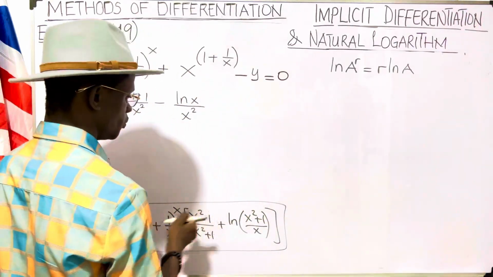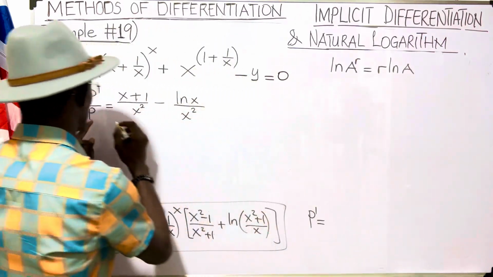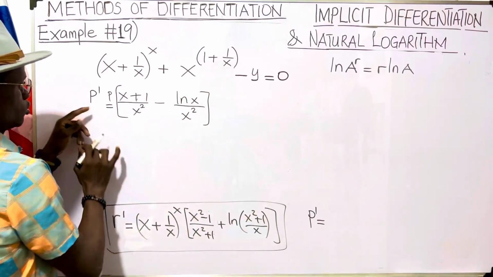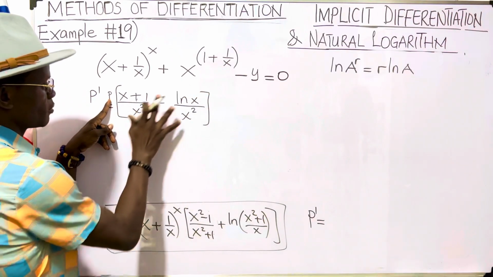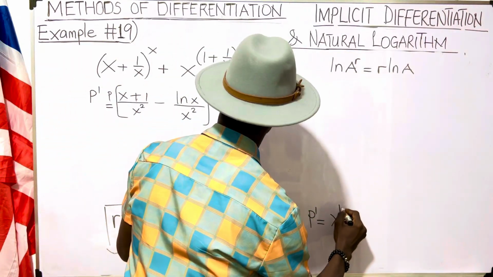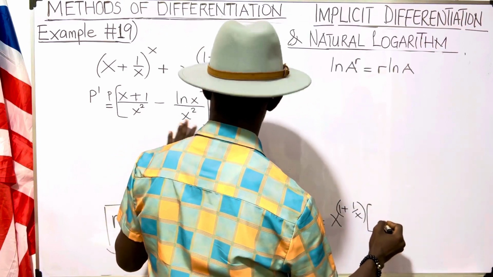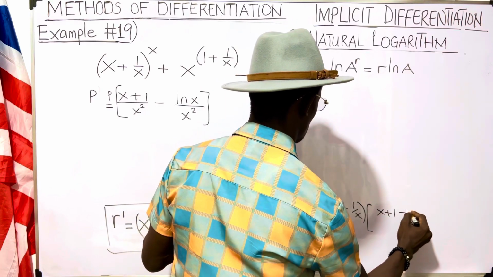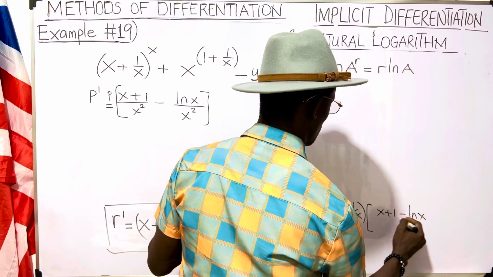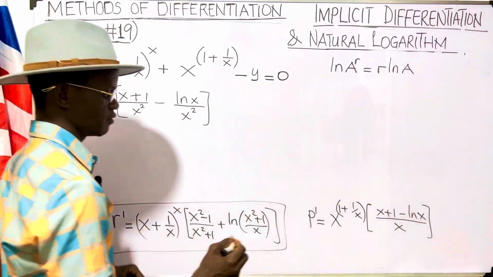So now p prime would just be equal to, because this p can also be attached to this, so p prime is equal to p times this expression. What is p? This is our p. So p is x raised to the power 1 plus 1 over x times x plus 1 plus the ln minus the ln of x all over x squared. Because the denominators are the same, we just take one of them.